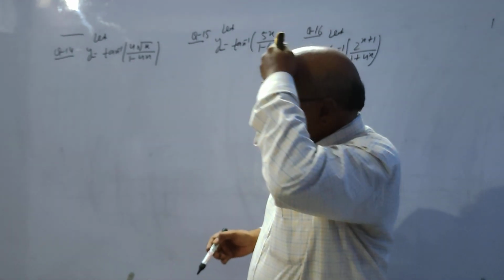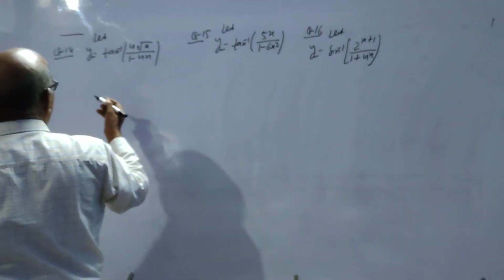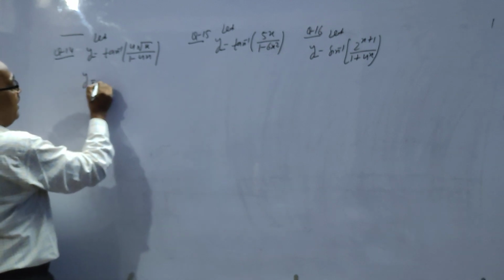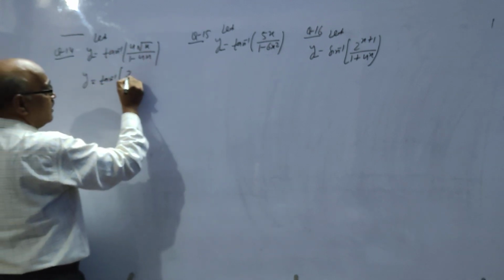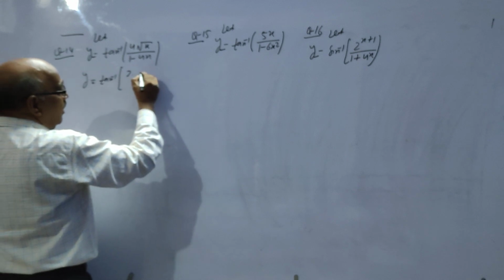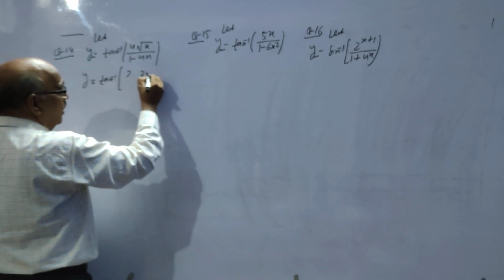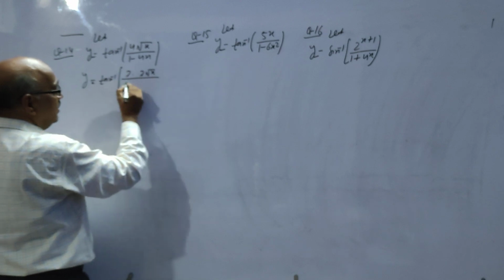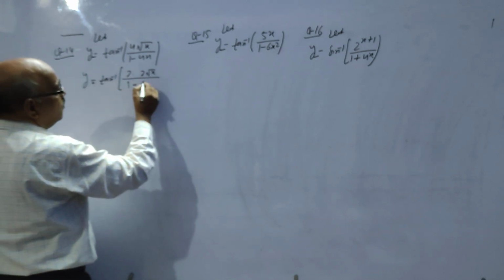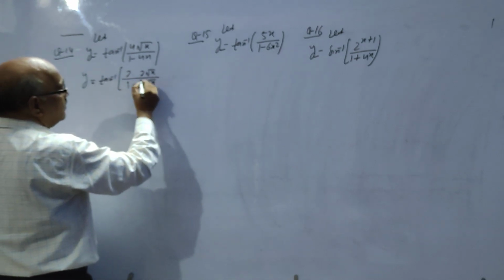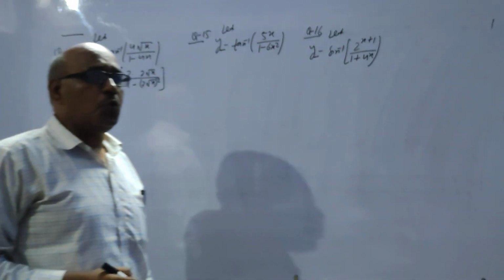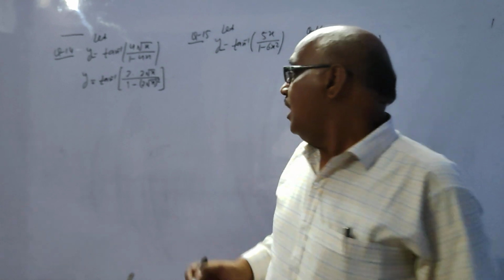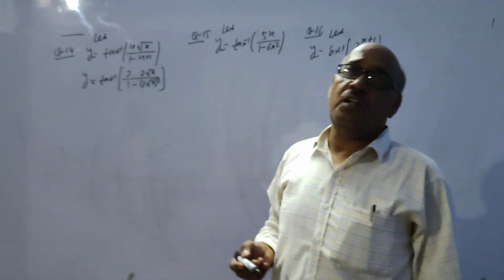Now see here, y is equal to tan inverse, this can be written as 2 into 2 under root x upon 1 minus 2 under root x to whole square. Now this has become the same formula. This is 2x upon 1 minus x square. Here in place of x it is 2 under root x.